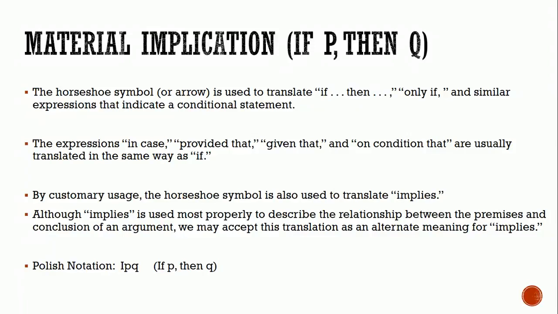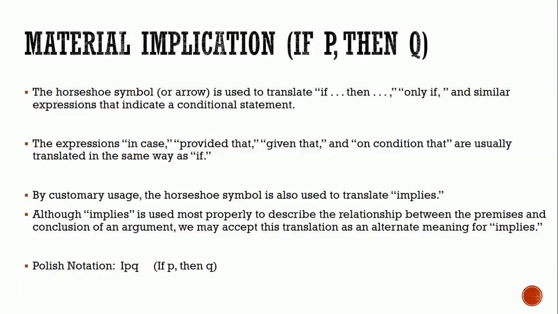All right, material implication. If P, then Q. You remember from chapter 1 what the antecedent is and the consequent. The horseshoe symbol or arrow is used to translate if, then, only if, and similar expressions that indicate a conditional statement, or an if-then statement. The expressions in case, provided that, given that, and on condition that are usually translated in the same way as if.